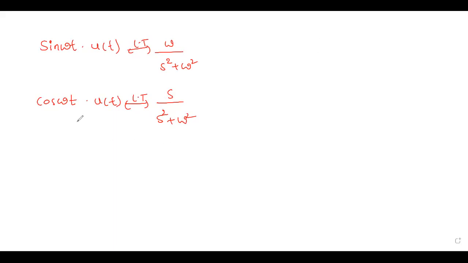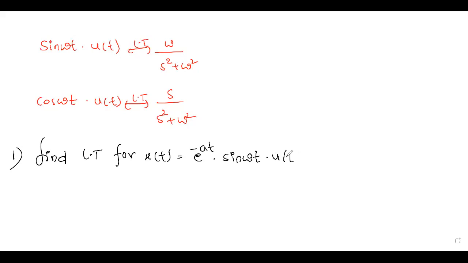So now the next problem. Find the Laplace transform for the function x of t equal to e power minus a t into sine omega t into u of t. So see here, this is x of t. Sine omega t into u of t we have already completed, right? What is its Laplace transform?